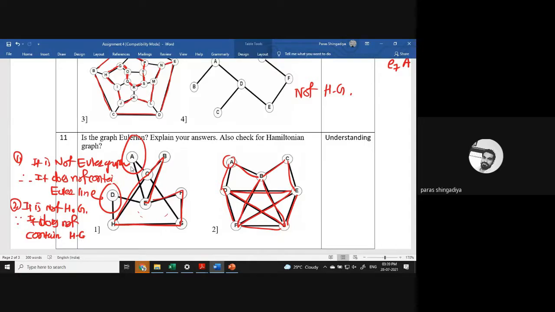And now the second one, is it a Hamiltonian graph? It is an Euler graph first, because it contains an Euler line. Which Euler line? A to D. Okay, A D.